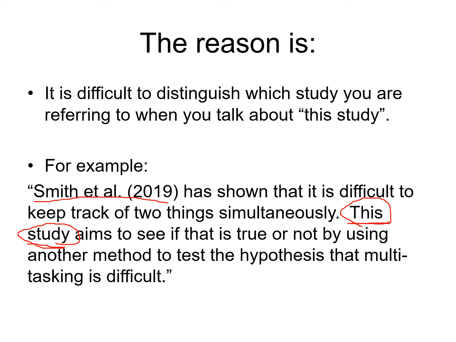Okay, but then you can see how the usage of quote unquote this study really brings a lot of confusion to the reader. The reader is thinking, are you talking about your study or are you talking about the study that you mentioned in the previous sentence? Okay, so for clarity purposes, you do not want to refer to your study as this study when you are writing the lab report.